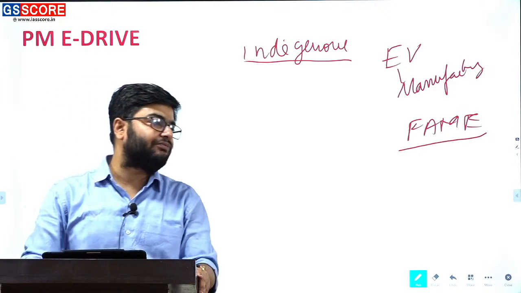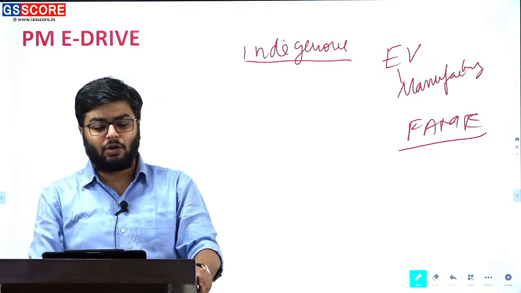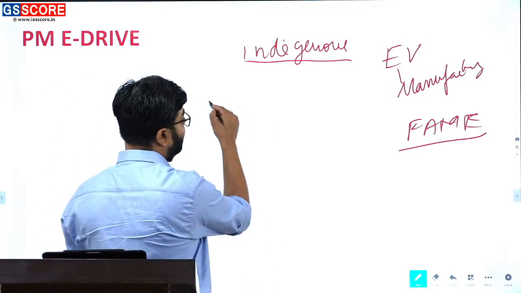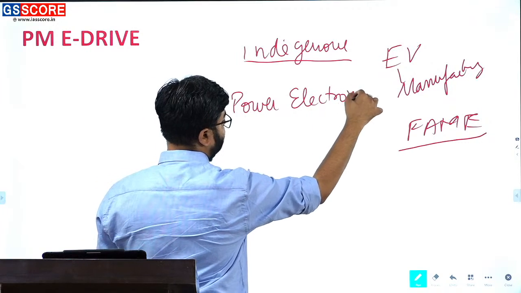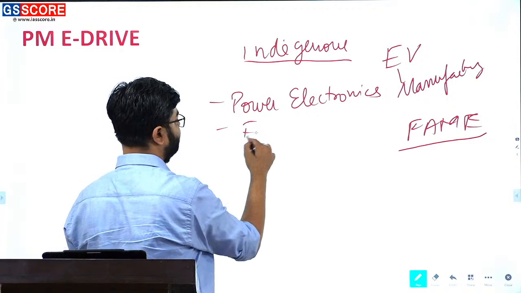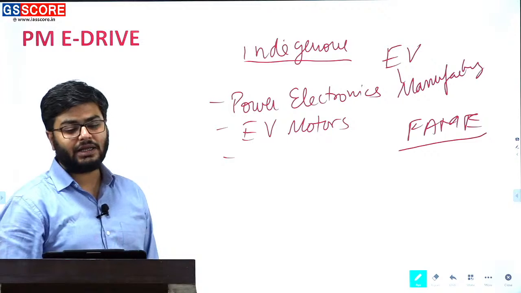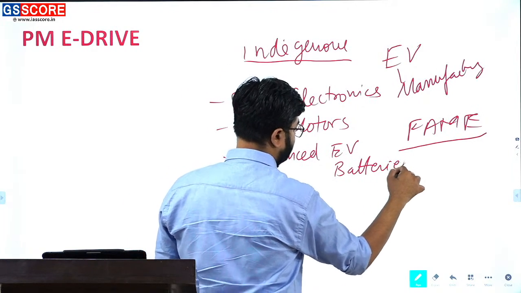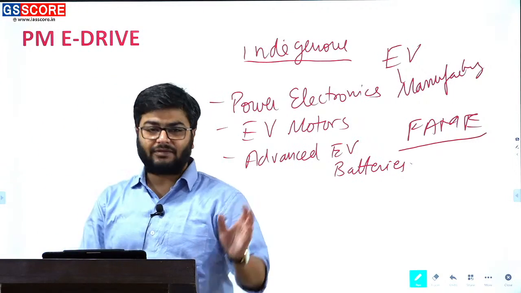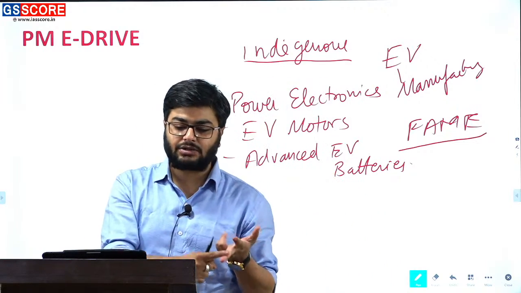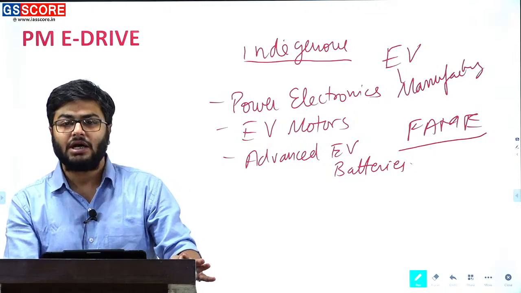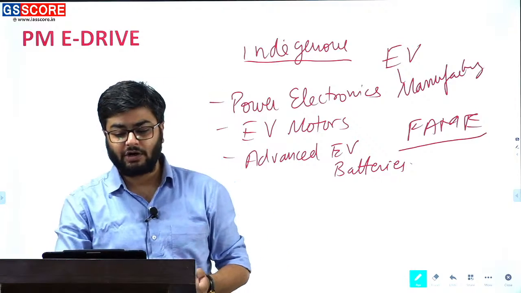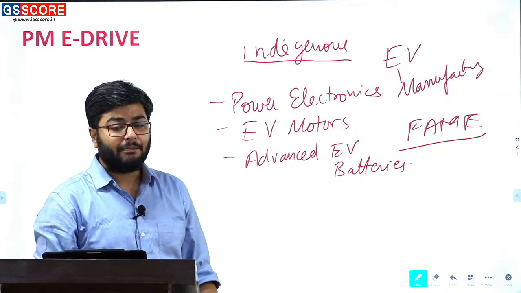Okay, and to position India as a global hub for EV technology and localization of EV components. Now, there are three core critical areas, that is power electronics, EV motors, and the advanced EV batteries. So it covers the entire value chain, the R&D, standardization, testing and skills. Okay, so therefore if you see, it will converge with Make in India, Atmanirbhar Bharat and India's net zero target of 2070.